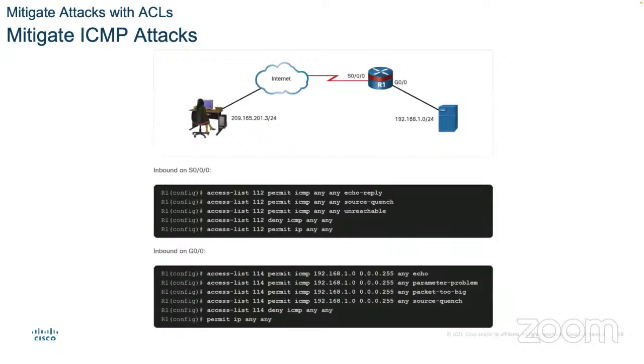ICMP echo and redirect messages should be blocked inbound by the router. You don't want an attacker to use ping to find out what's on the other side. Right, you only want to let certain ports in and block everything else. Things coming out of your network are usually safe, but things coming in, not so much.